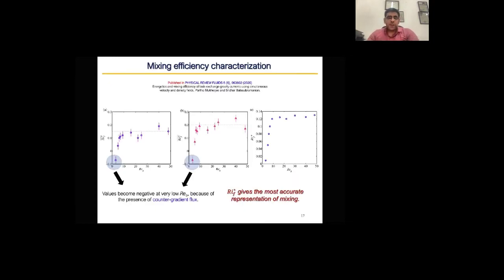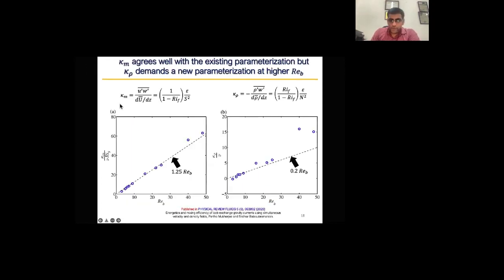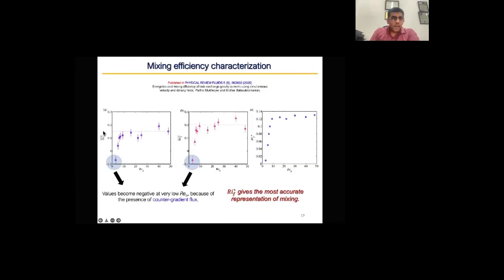But this is the most important aspect of our study, where we were actually able to experimentally measure all 3 values of flux Richardson number, or the mixing efficiency. And this is exactly what I'm talking about. This is the issue, the counter gradient flux. As you can see, the values become negative.